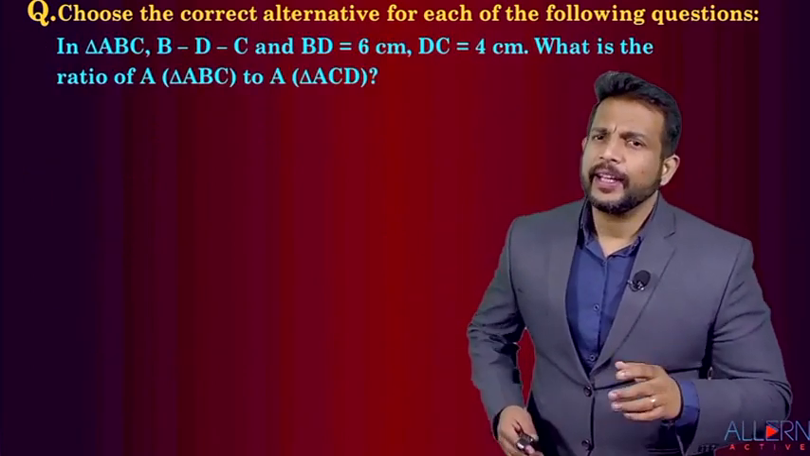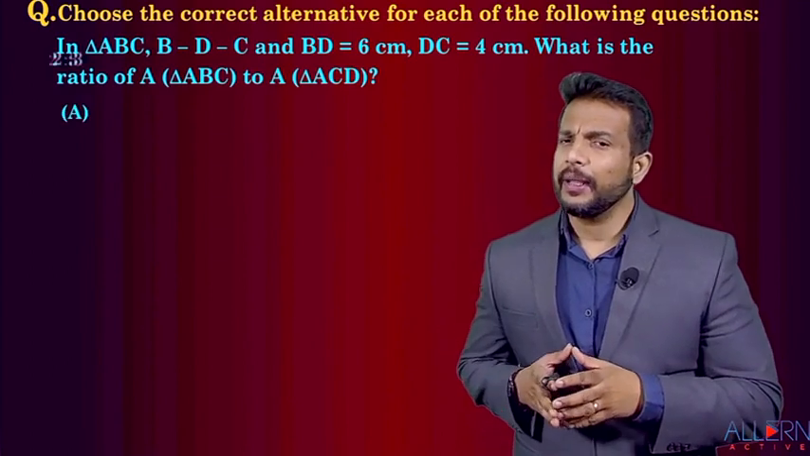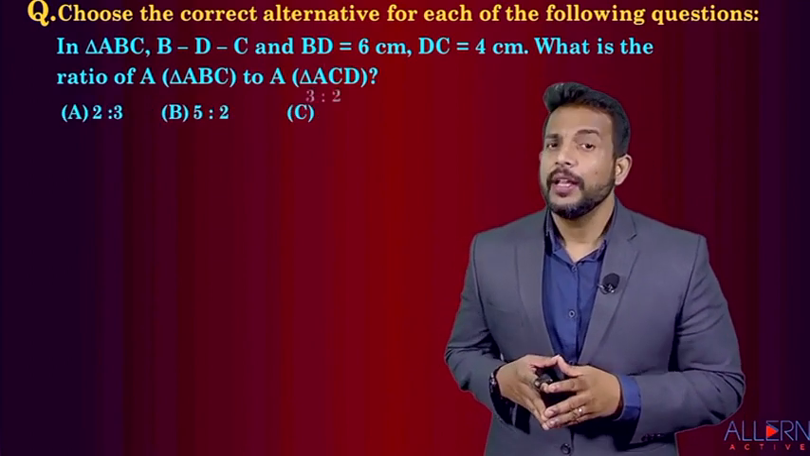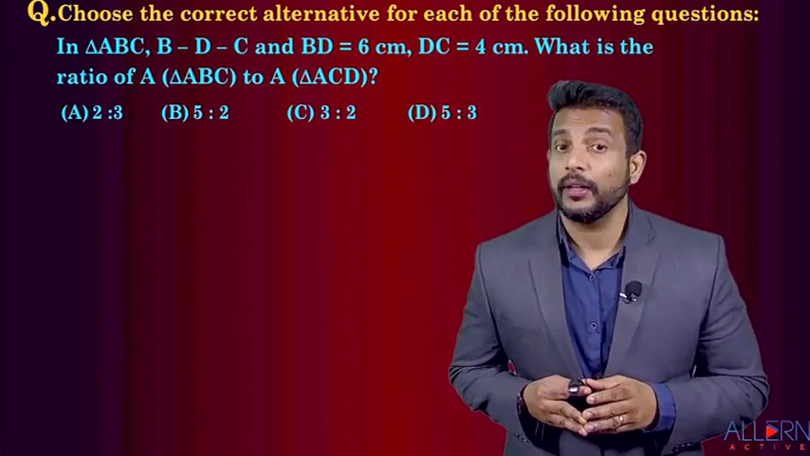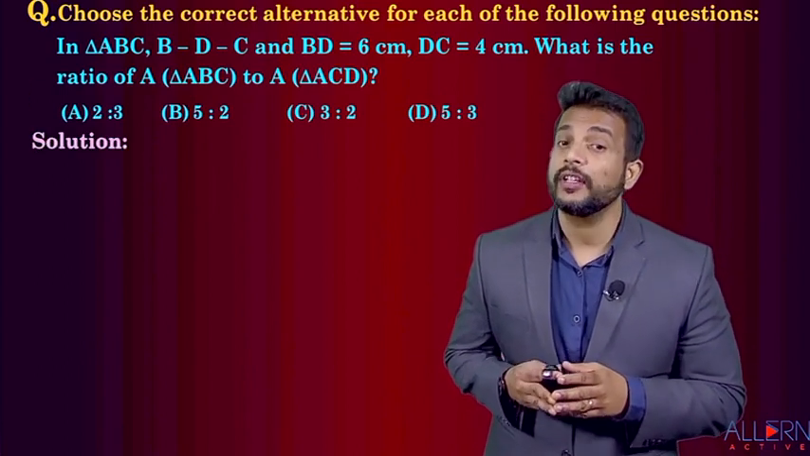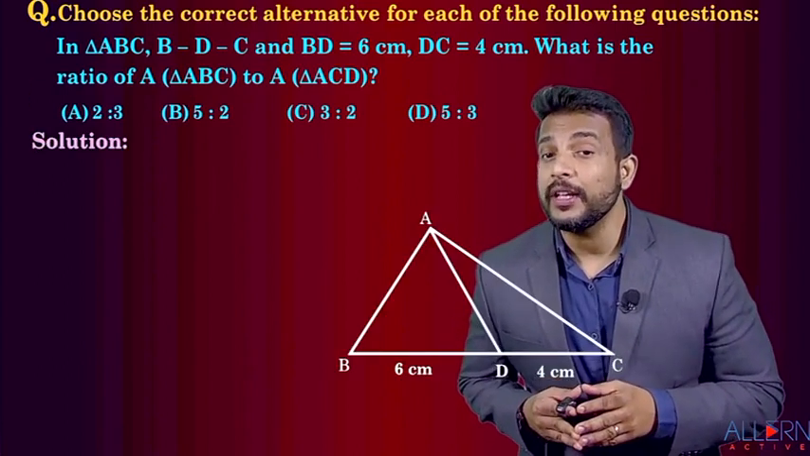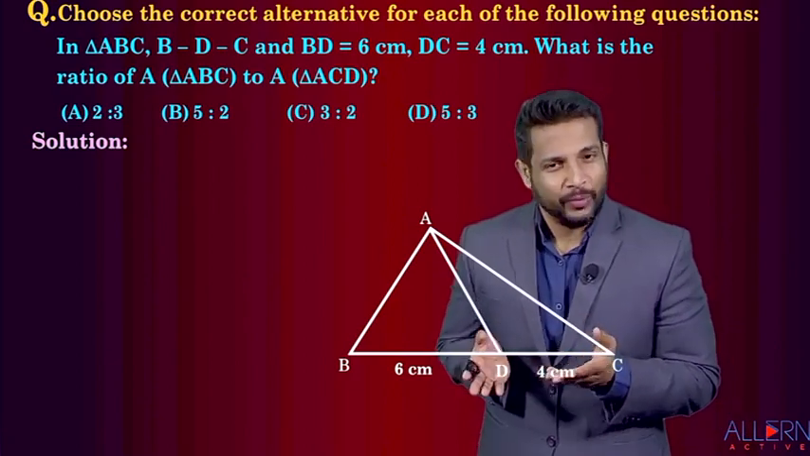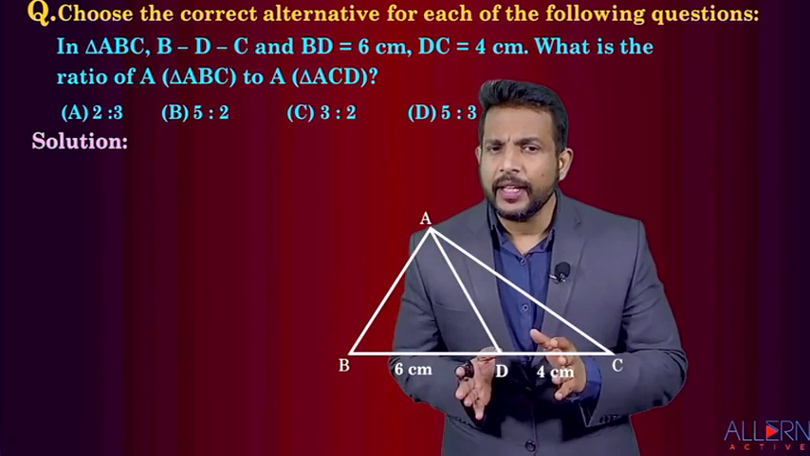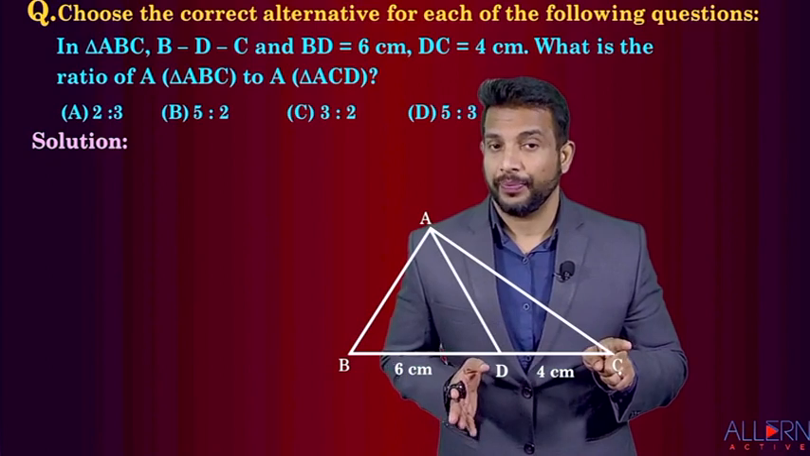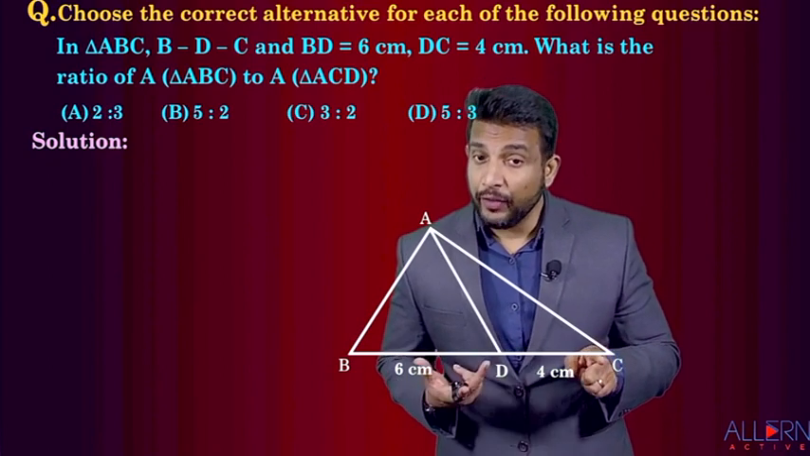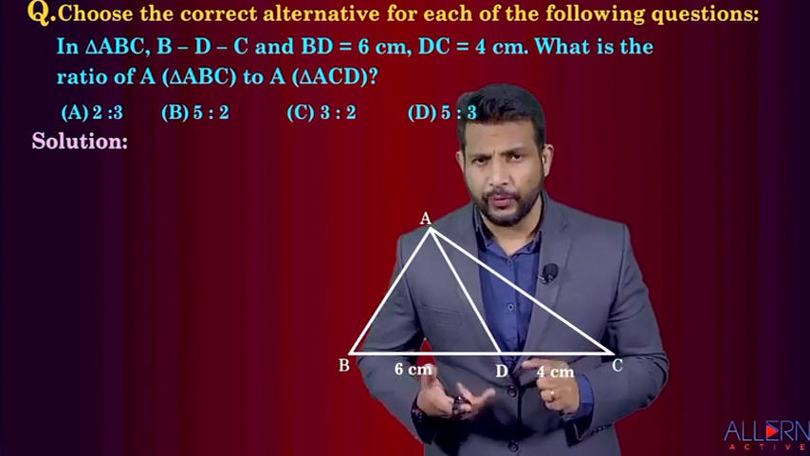Now, let's see the next one. It says that in triangle ABC, BDC, BD is equal to 6 centimeter, DC is equal to 4 centimeter. What is the ratio of area of triangle ABC to area of triangle ACD? This is what we have. We have a triangle ABC where D is between B and C, and they have given you the value of BD as 6, the value of DC as 4.